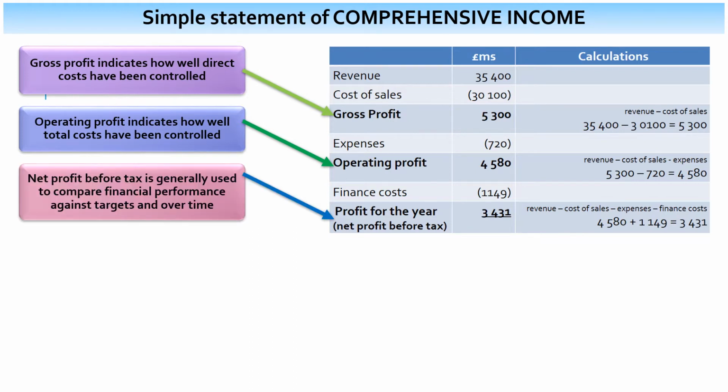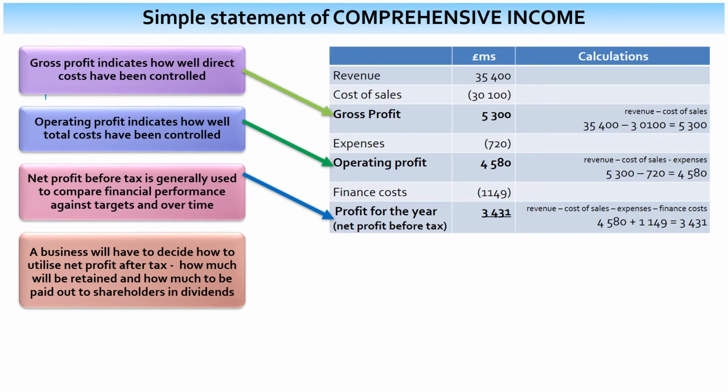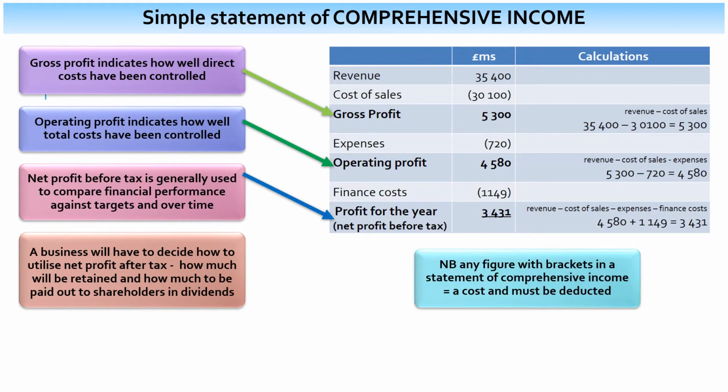Net profit before tax is normally the one we use to compare against any profit targets or objectives that the business might have, and we would compare this over time. A business then has to decide how it will utilize the net profit after tax, how much will be retained, how much will be paid out to shareholders in dividends. A reminder here that any figures with brackets indicates a cost that must be deducted to get to the next level.